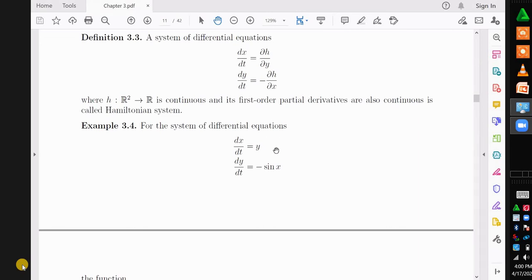For example, you can see this is a Hamiltonian system. This is df by dt is y, dy by dt is minus sin x. So you can see here partial h over partial y is just y.